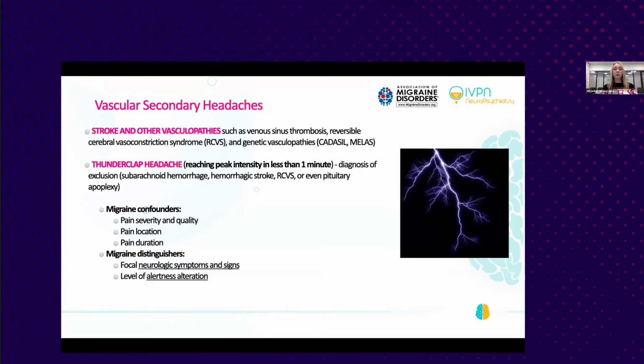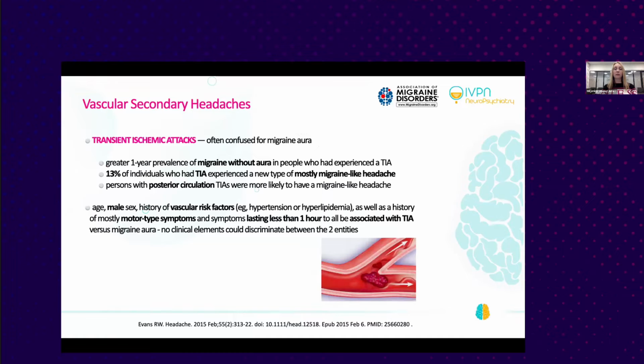So why is it confounding migraine? Because of the pain severity and quality, the pain location, and duration. And what can help you distinguish it? Well, the neurological symptoms and signs and maybe changed or altered level of alertness.